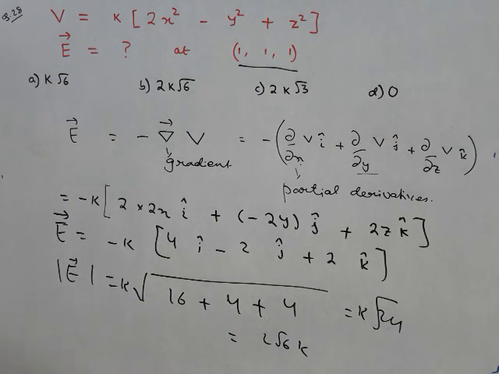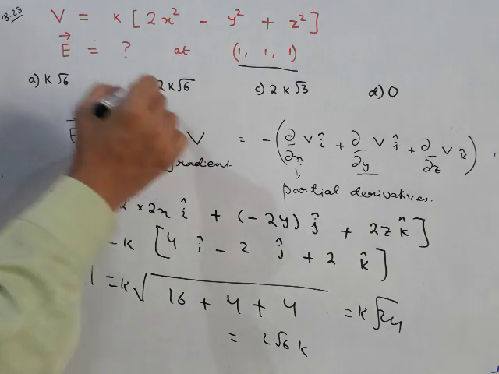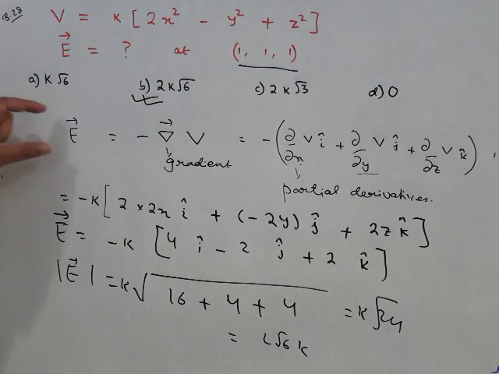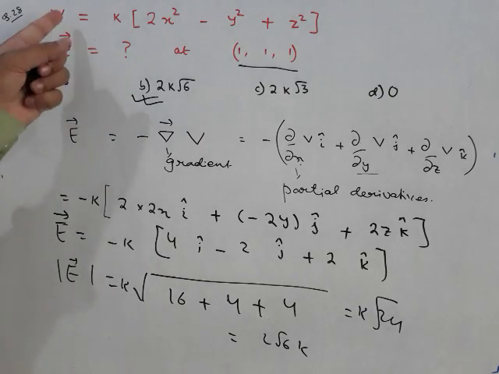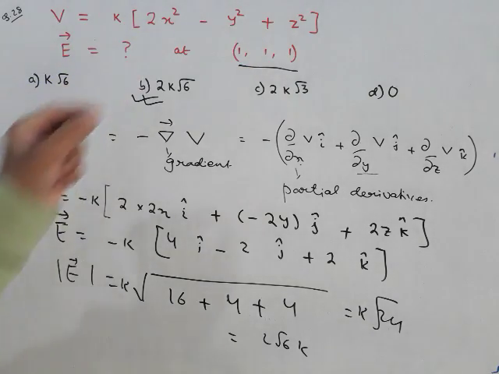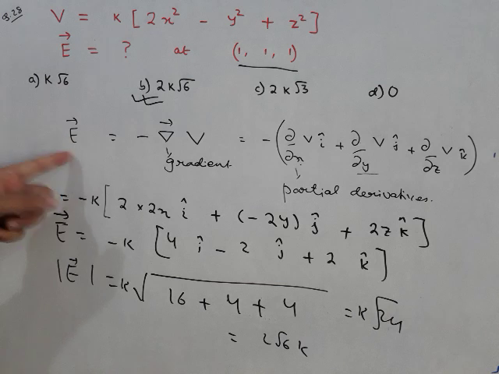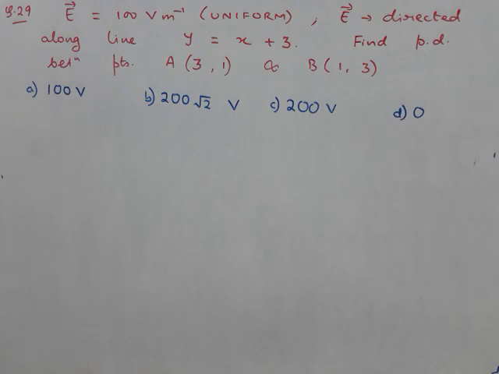So which is the correct option? The second option is the correct answer to this particular question. So please understand this concept, and whenever potential is given in terms of x, y and z, use this formula to find the value of the electric field vector. Let's see the next question.